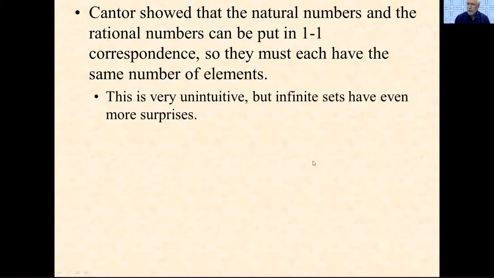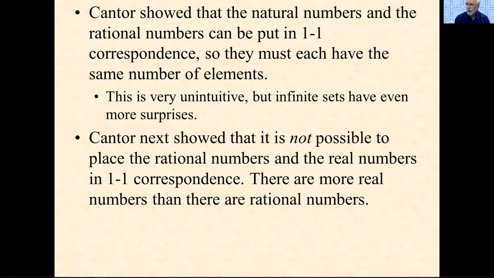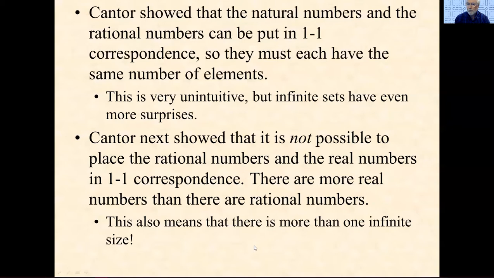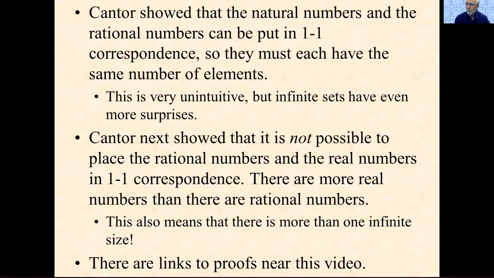This is a very unintuitive conclusion, but there were even more surprises. Cantor next showed that it's not possible to place the rational numbers and the real numbers in one-to-one correspondence. So there are more real numbers than there are rational numbers. This also means that there's more than one infinite size. In fact, Cantor was able to show that there are an infinite number of distinct infinite sizes. There are links on the web page near this video to provide proofs of both of these unintuitive ideas.